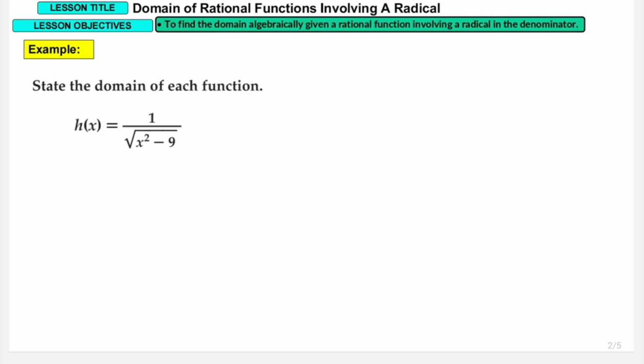Now, for a rational function, my denominator cannot be equal to 0. So that's the square root of x squared minus 9 cannot be equal to 0. And as a radical function on its own, the radical function should have x squared minus 9 greater than or equal to 0. I have to find something common between these two.